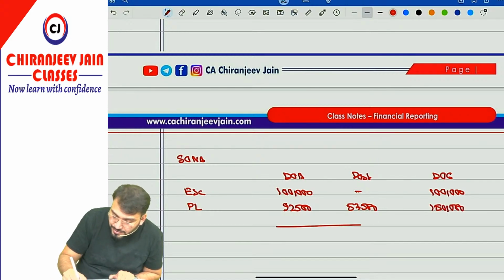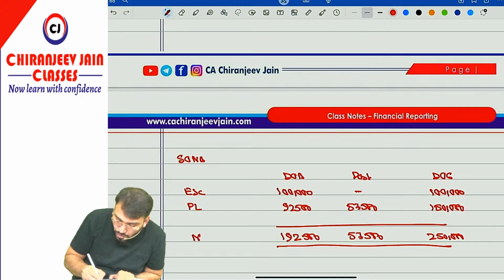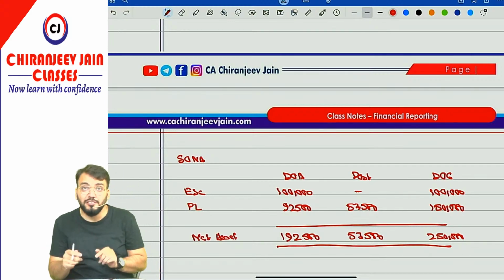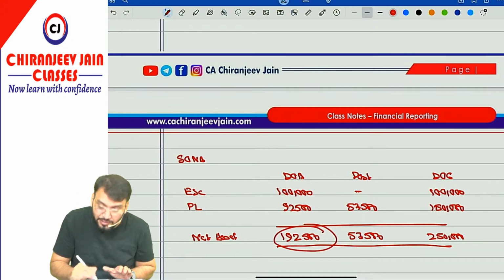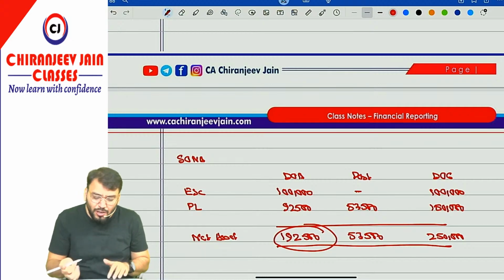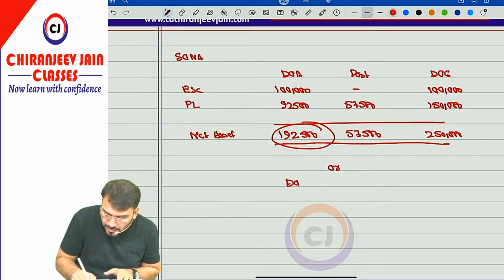Means we are doing correct. So this becomes 1,92,500, 57,500 and 2,50,000. Understood? So this becomes net asset on the date of acquisition. Date of acquisition and date of consolidation. This is required for calculation of goodwill or capital reserve. Understood? So this net asset is required on the date of acquisition. Or can I say we can do in this way also? In my class I have done this way also. So that is also correct.